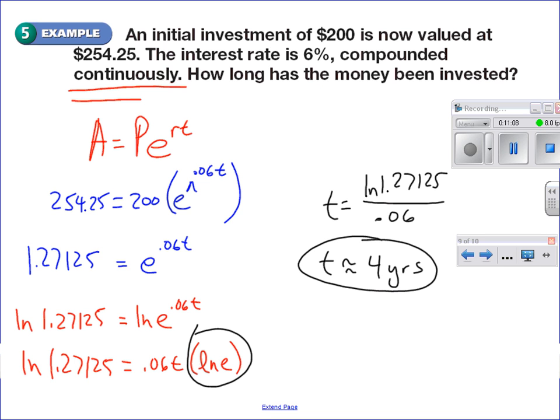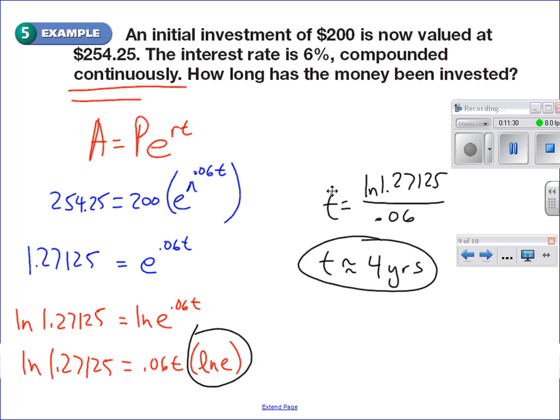Let's see, does that make sense? $200, 6%, compounded continuously for 4 years. Okay, well that makes sense. 6% of 200 would be $12 initially, and then after 4 years, 48 plus the interest on the interest. Yep, that works. All right.